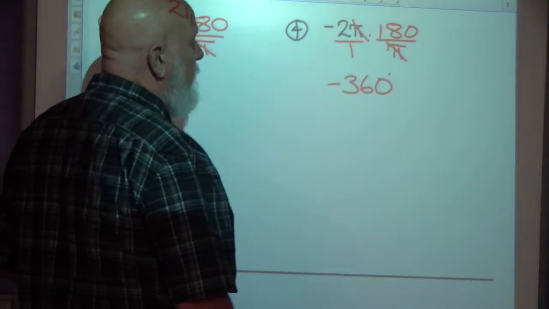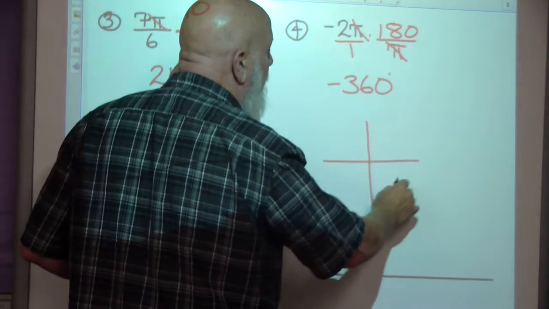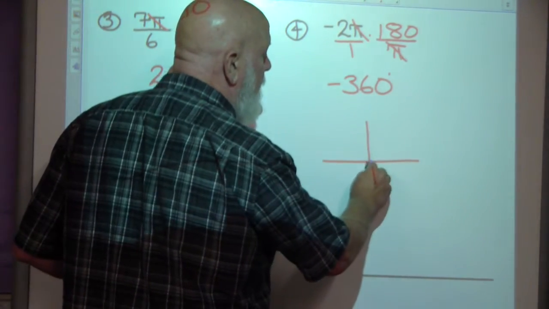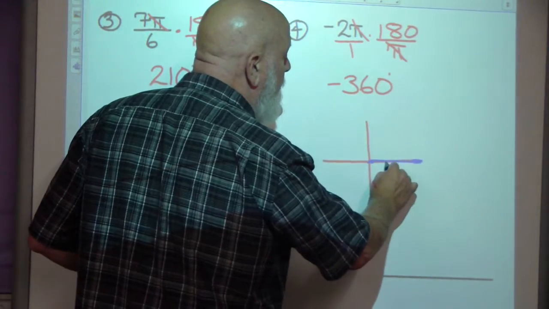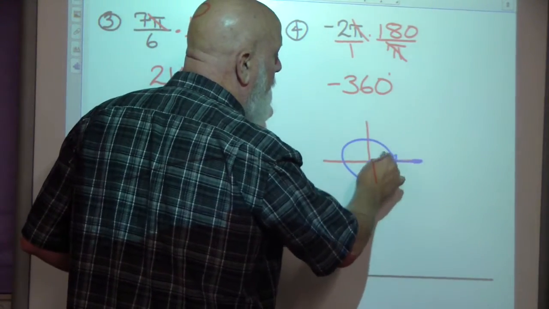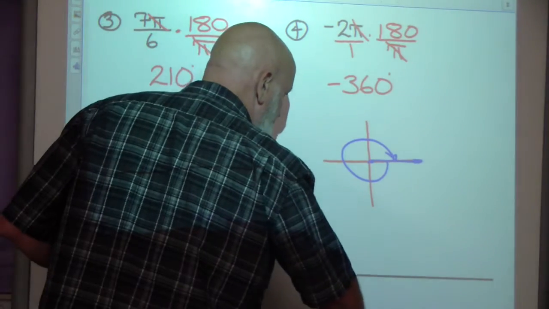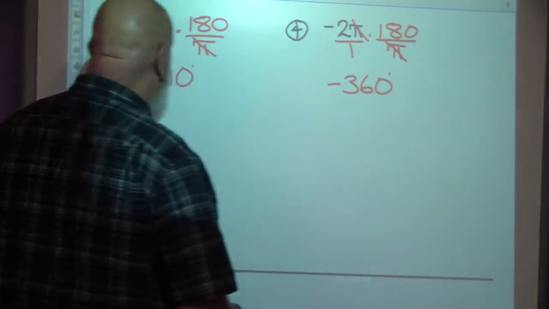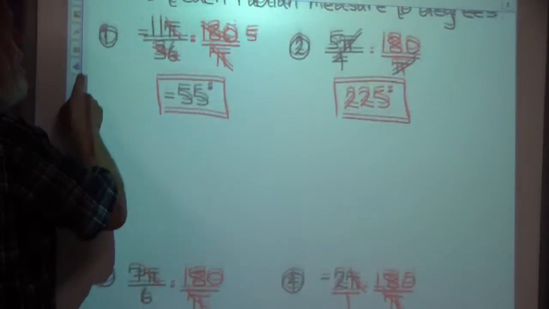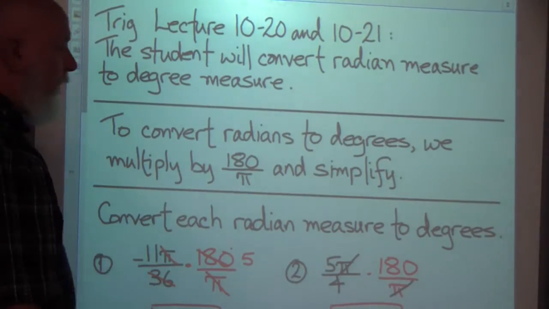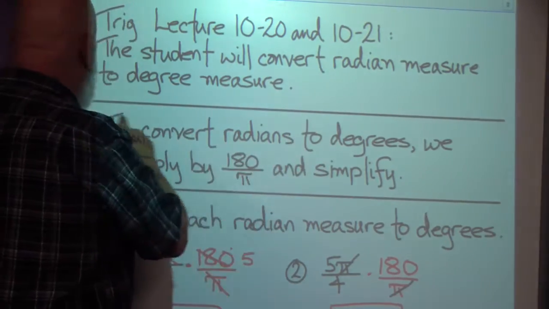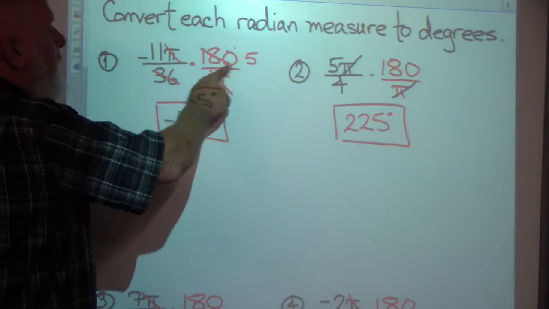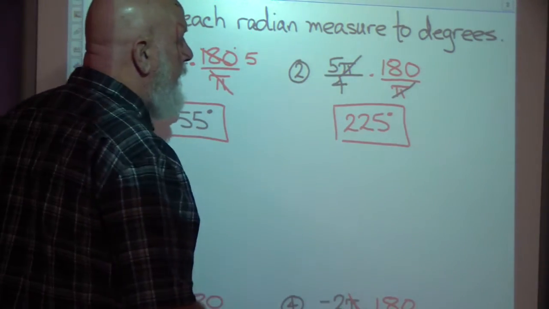That's an angle of rotation. If you're going to rotate negative 360 degrees, here's your initial side, and you rotate in the negative direction. Okay? And that's what we're doing here, just converting radians to degrees. Pretty straightforward. Convert radians to degrees. We multiply by 180 over pi and simplify. Hopefully that made sense.